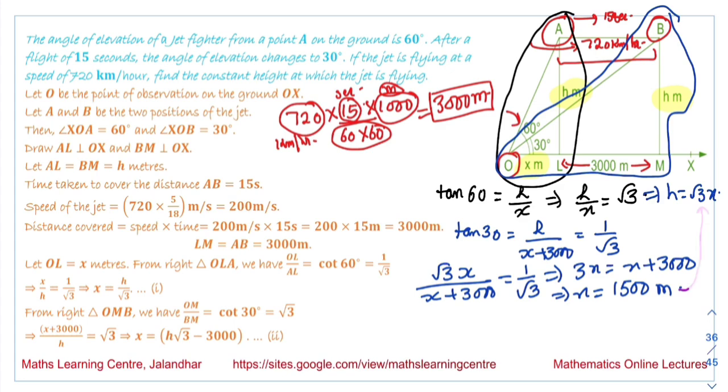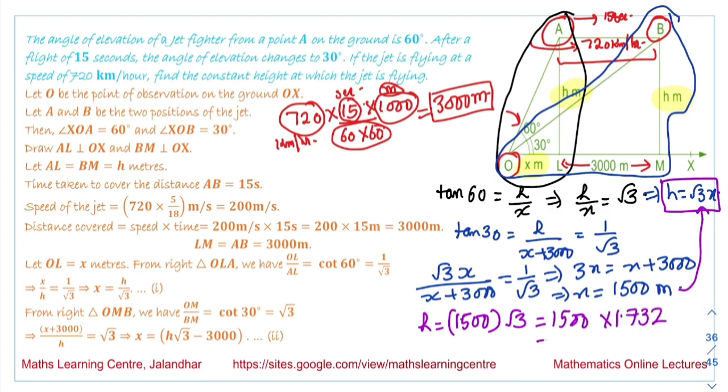Now if we substitute this value of x in this equation, we obtain that h is equal to 1500 root 3, and that comes out to be 1500 into 1.732, and the answer we get is 2598 meters. So this is the required value that we have to calculate, that is the constant height at which the aeroplane is flying.